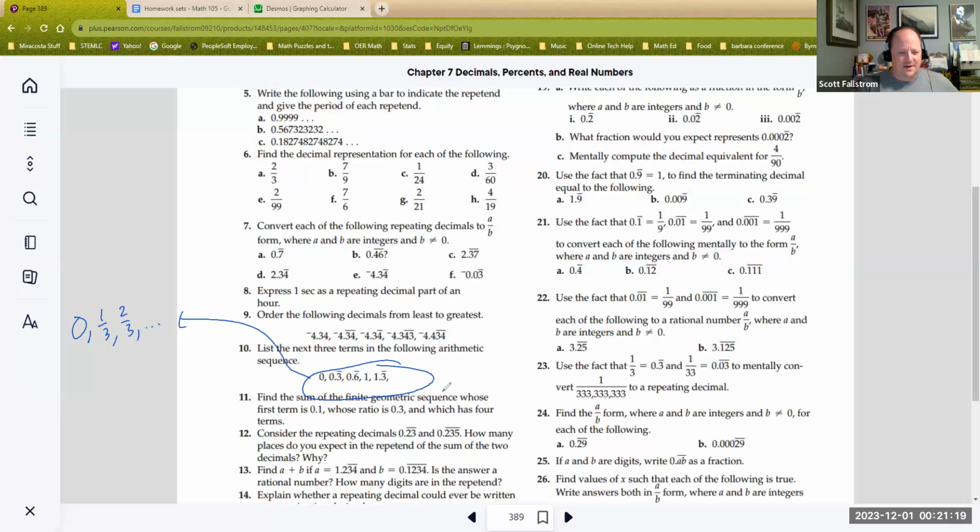We have the sum of a finite geometric sequence whose first term is 3, and it has 4 terms. Here I'm telling you there are exactly 4 terms. So you're going to multiply by 0.3 a total of 3 times because you have 4 terms, and then you're just going to add them up. That's it. So write it out, add them up. 12, I did a video on if you want to check that one out.